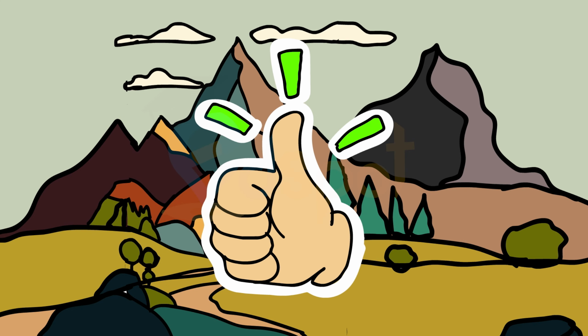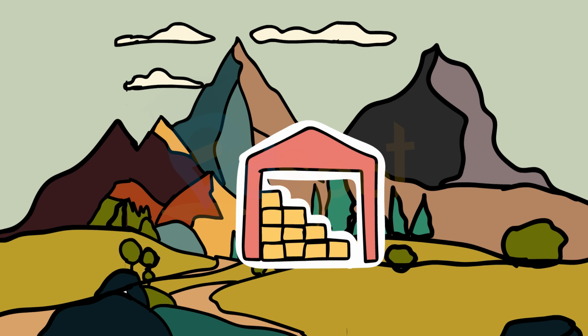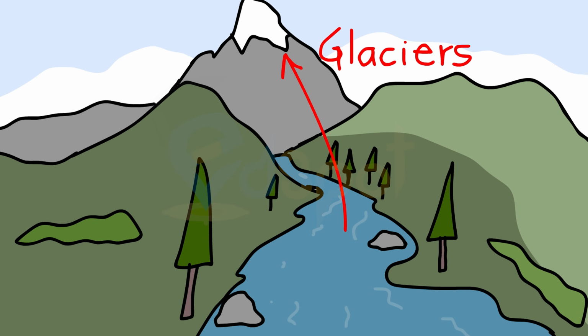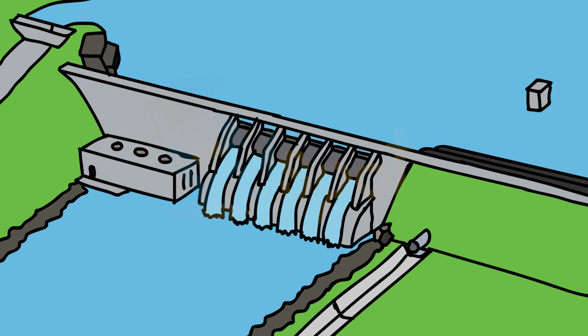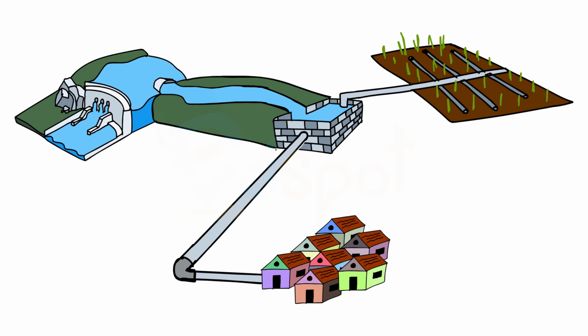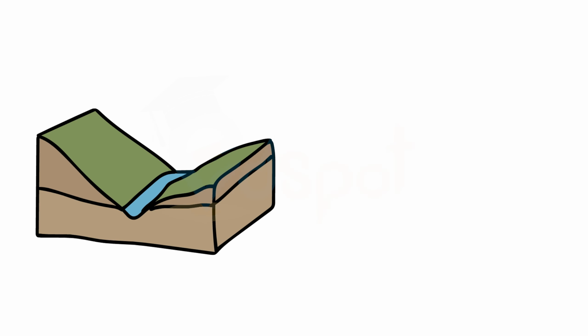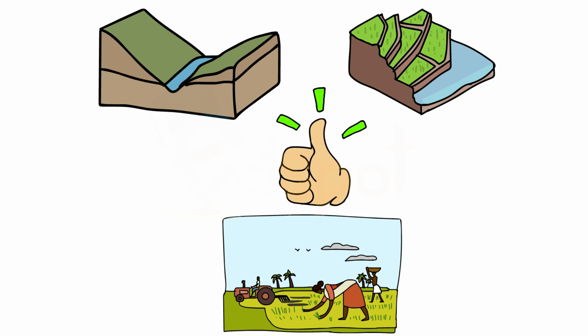Mountains are very useful. The mountains are a storehouse of water. Many rivers have their source in the glaciers in the mountains. Reservoirs are made and the water is harnessed for the use of people. Water from the mountains is also used for irrigation and generation of hydroelectricity. The river valleys and the terraces are ideal for cultivation of crops.